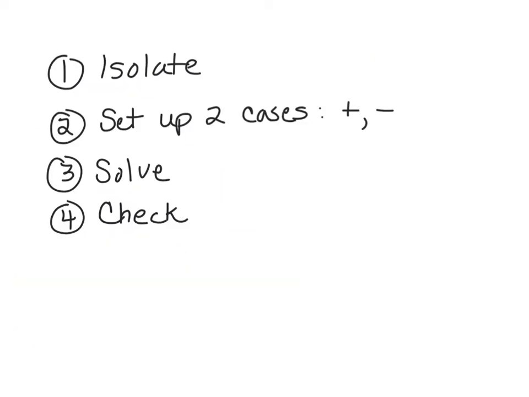So again, just to reiterate what we talked about before Thanksgiving, the first step needs to be to isolate that absolute value symbol. If there's anything outside of it, get rid of it, move it to the other side of the equation. And then after you've isolated, you're going to set up your two cases. Okay, so isolate first, set up your two cases: once the positive value, once the negative, or the opposite of that value. Then you're going to solve. And the fourth step should be to check. So isolate, set up the two cases, solve, and check.